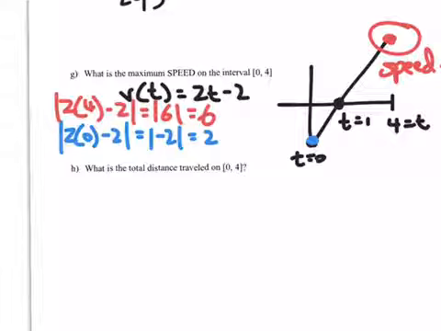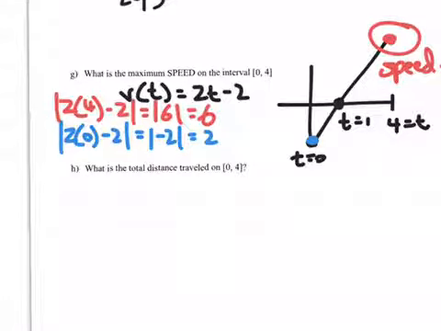Okay, in part H it says, what is the total distance traveled during this time from 0 to 4? Now this is different than displacement. Displacement and total distance are different. So what I want to do is find the distance traveled on 2 different intervals. I want to find the distance traveled to the left and then the distance traveled to the right, and I want to add those 2 together.